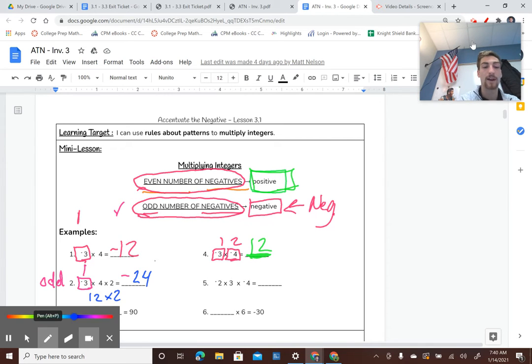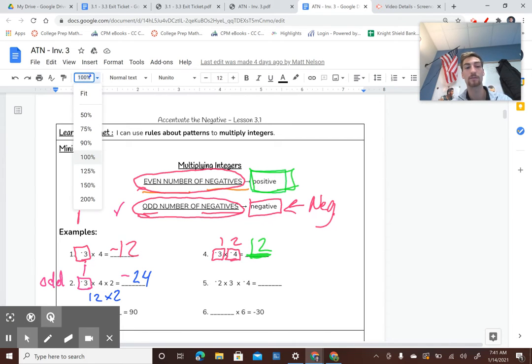Now we're looking at problem 5. Go ahead and try this one on your own. See if you can get this one correct. So pause the video.